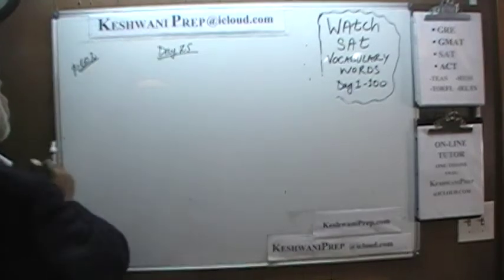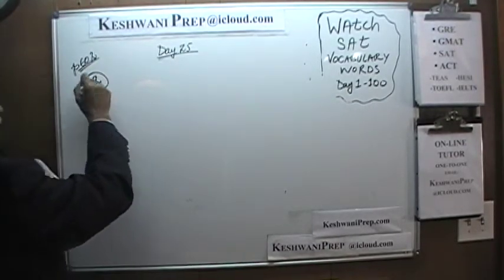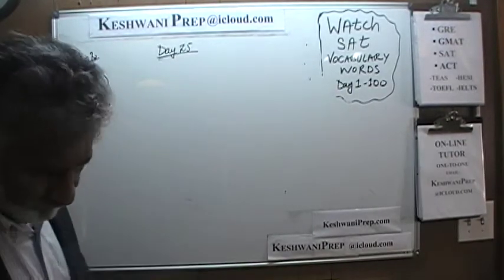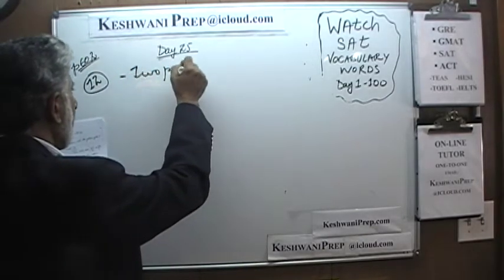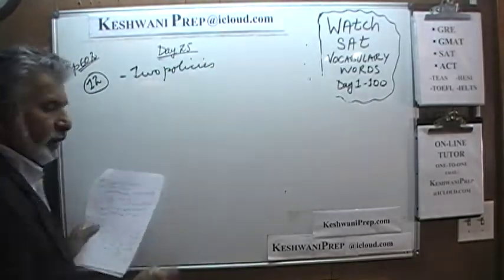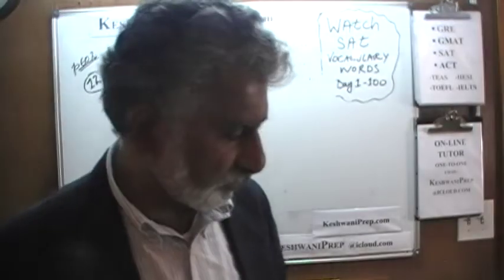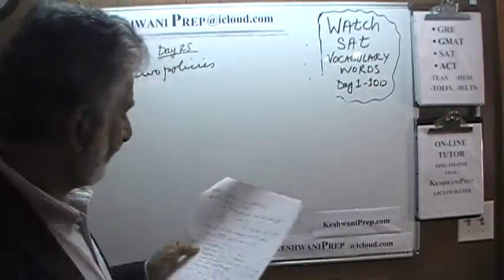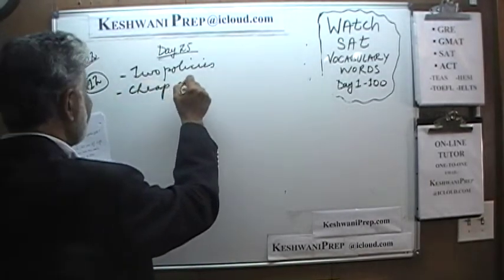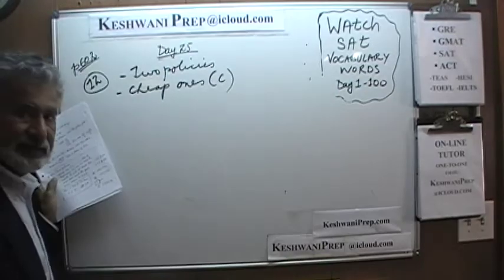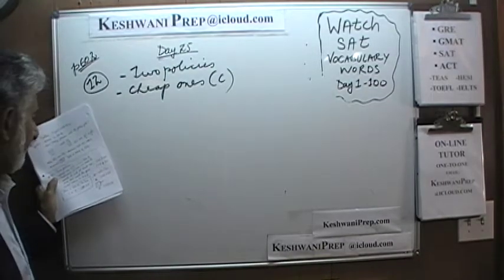Number 12. In number 12, we have some guy who's selling insurance policies. And he sells two kinds of insurance policies. Cheap ones, and we're going to call that C. C will represent the number of cheap insurance policies that he sells.